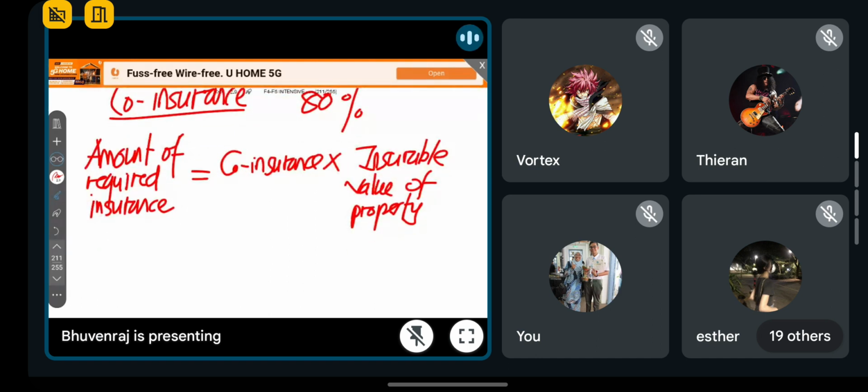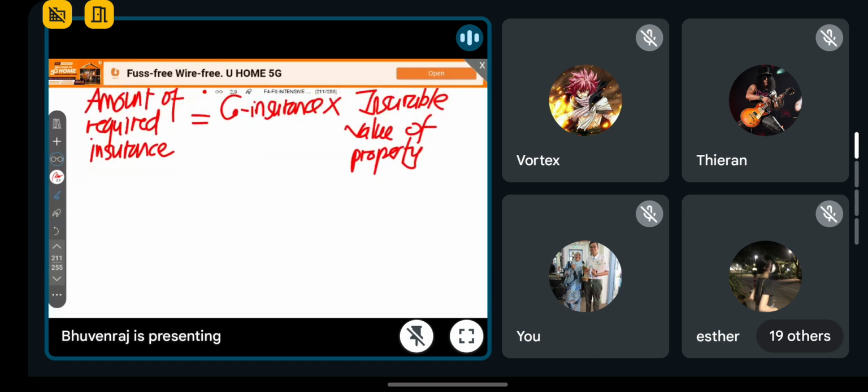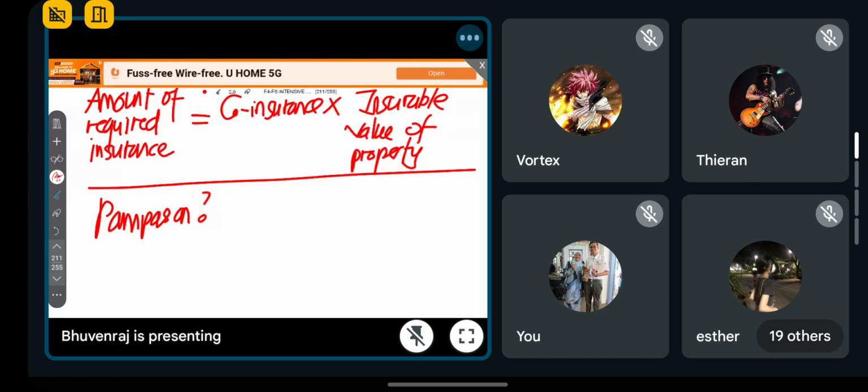So dari yang ni, kamu akan ada 3 case. You will have 3 cases over here. Mereka akan suruh kamu cari pampasan kat sini. They'll ask you to find the compensation in 3 different scenario. Yang ni, formula tak diberi. All these 3 following formula not given. So kena hafal. Okay, so the 3 cases is actually insured value is equal to amount of required insurance.